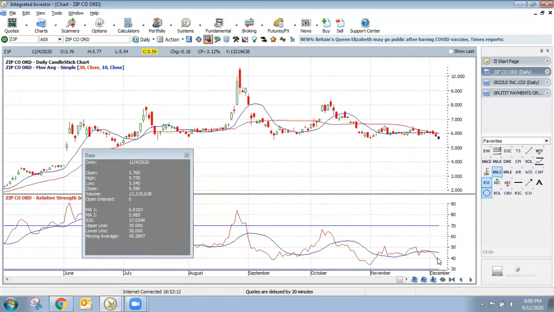And this is the relative strength here, and the red line being below that blue line is basically showing lower relative strength compared to the overall market.